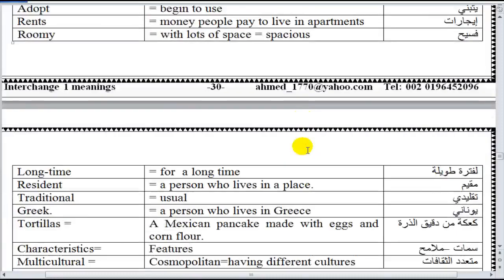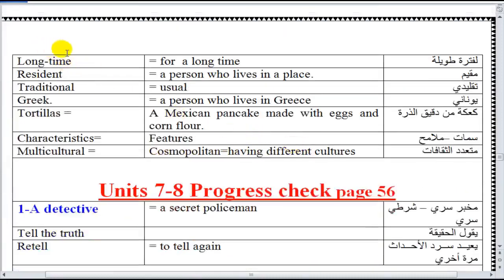Long time, for a long time. Resident, a person who lives in a place. Traditional, usual. Greek, a person who lives in Greece. Greece is a country. Tortillas, this is not an English word, this is a Mexican name. Tortillas, Mexican pancake made with eggs and corn flour.